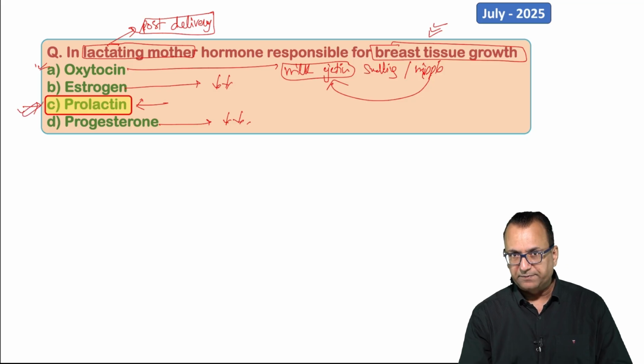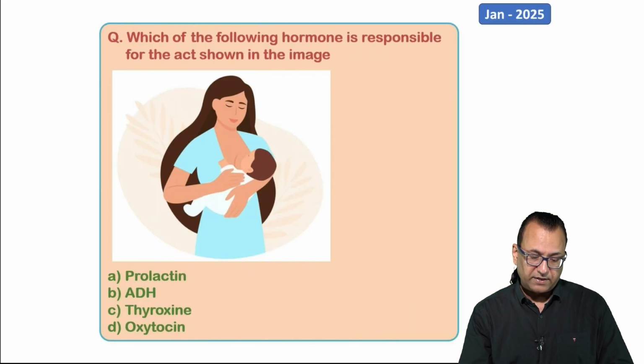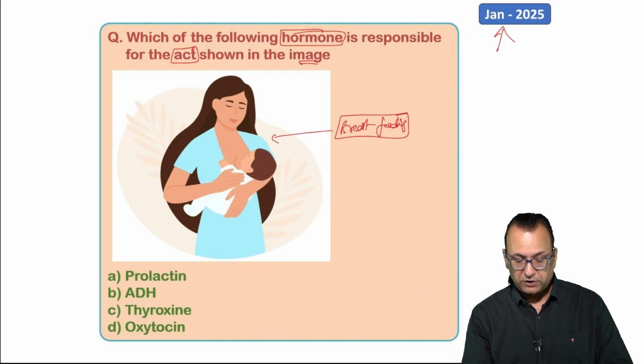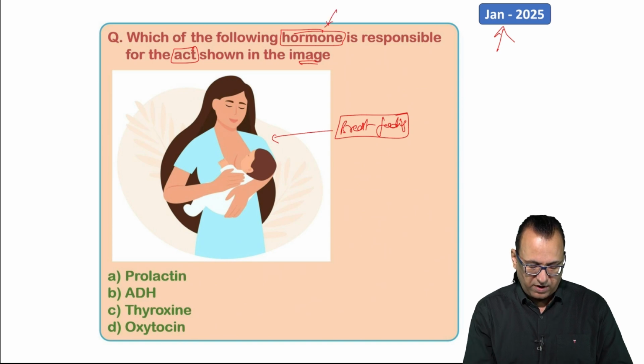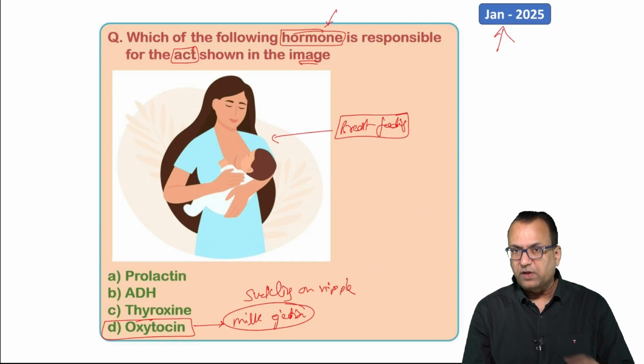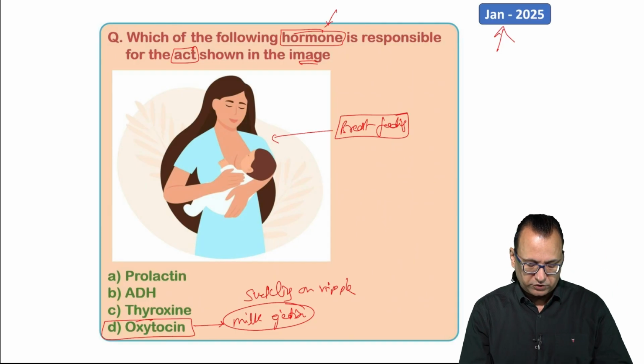On the other hand, if you look at this January 2025 question, which of the following hormones is responsible for the act shown in the image? What is the act? Breastfeeding. So when you are breastfeeding the baby, that is the act. Which hormone is working? That time you have to tell oxytocin. Oxytocin, which is working for the milk ejection reflex, as the baby is suckling on the nipple, and this is going to the brain, and then oxytocin starts working for milk ejection, release of milk.